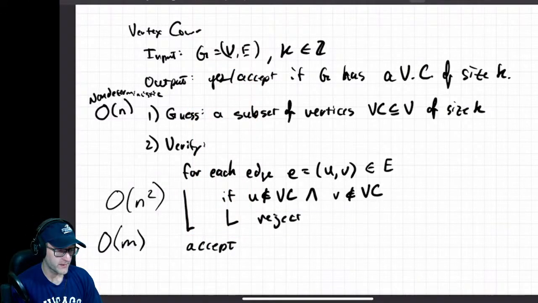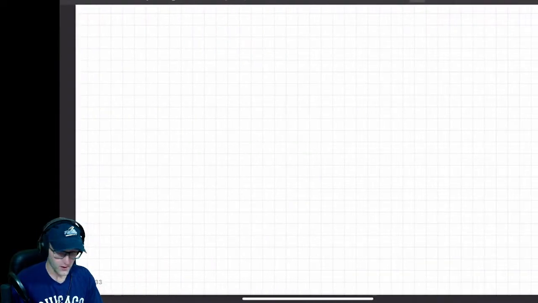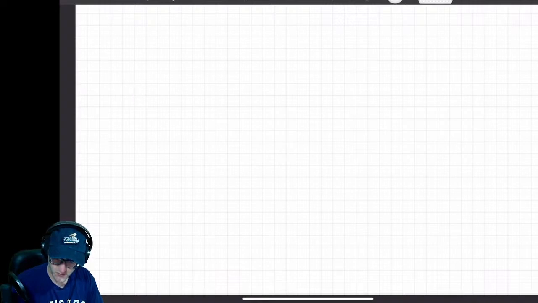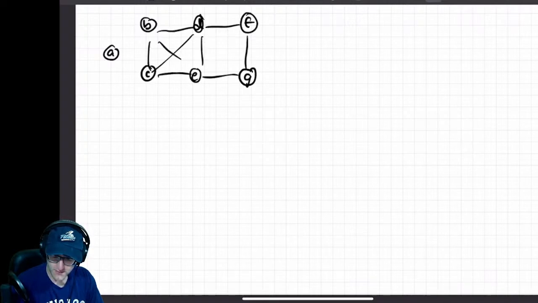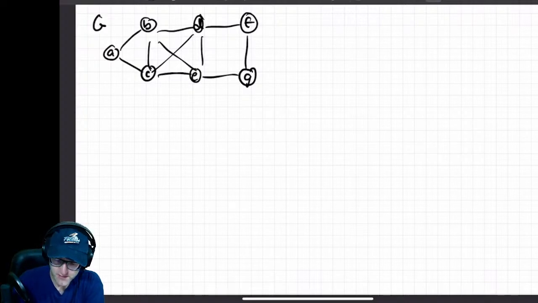I'm going to use the example from my notes. So let's draw a graph here. I'll give myself some more room over here. A, B, C, it doesn't matter what the labels are, D, E, F, G. Now let's connect it. There's a square over here, and then there's a complete subgraph of size 4 here, and then A is connected over here. If this is G, what does G complement look like?